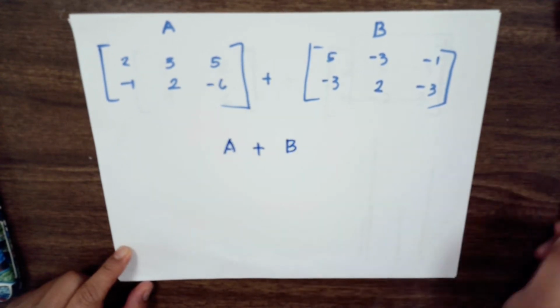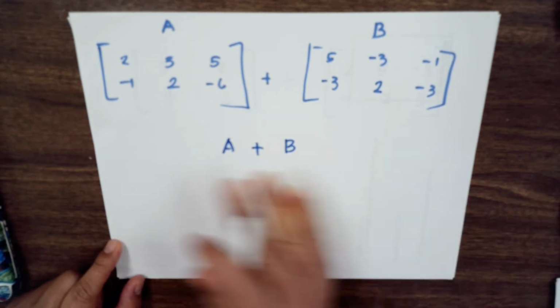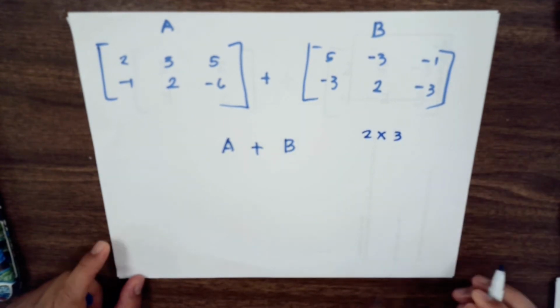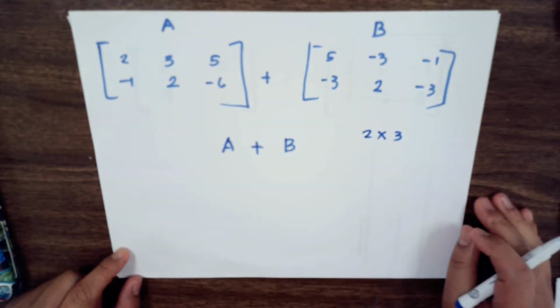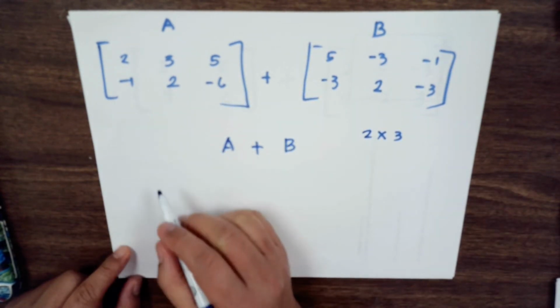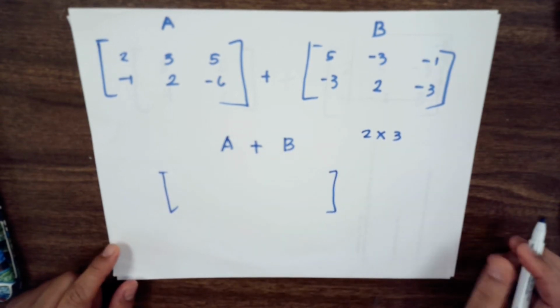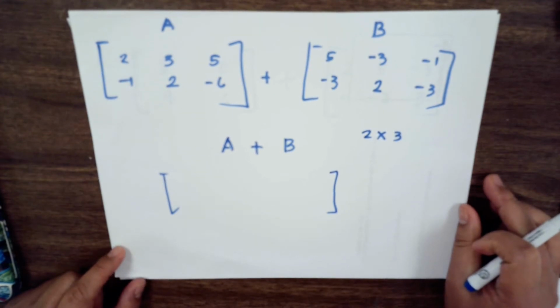Now just remember, we can only add or subtract matrices with the same order. Since both of them are 2 by 3 matrices, we can add them. So therefore, the sum of A and B is defined. So we can only find the sum of these two matrices when we simply add elements of the same rows and columns.